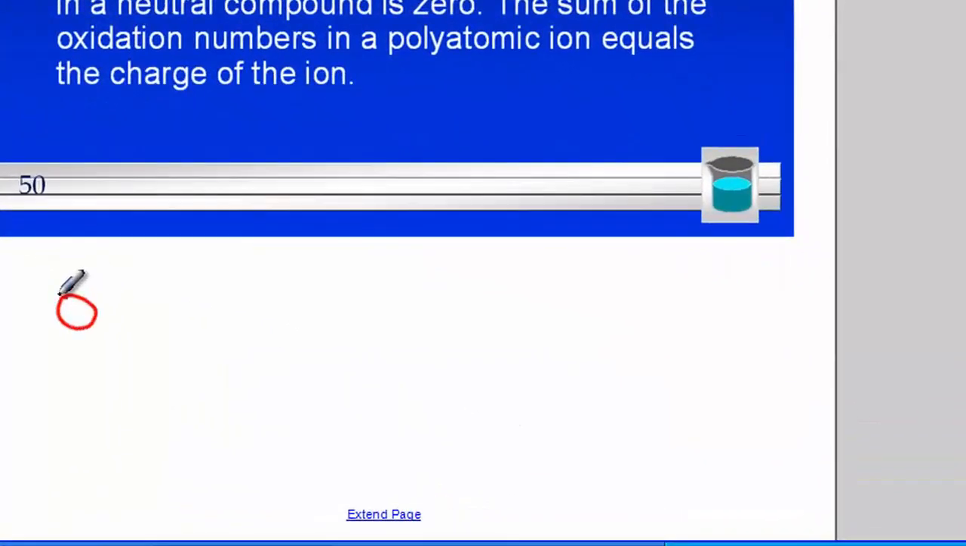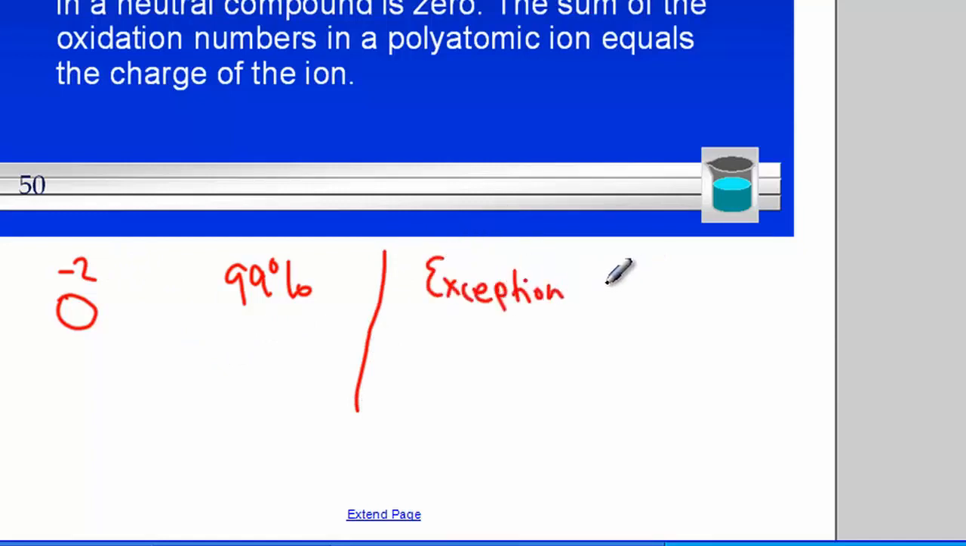Rule 3. Oxygen, we know when it forms an ion, is O-2. I'm going to tell you 99% of the time oxygen's oxidation number is -2. We have this rare exception, and it's worth noting because I see it appear on the AP exam almost yearly. The exception is if we have a peroxide. This is known as oxide ion.